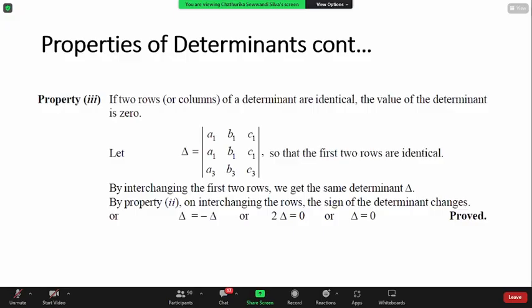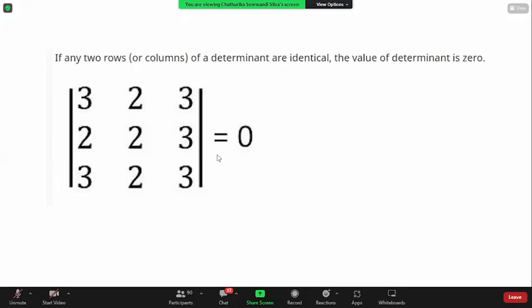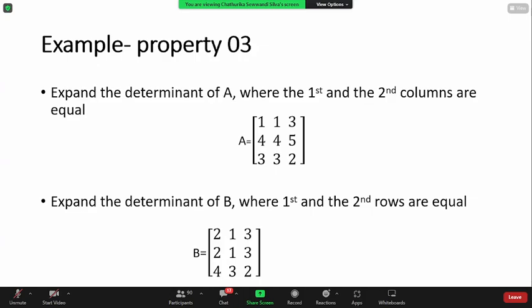So here you can see the first two rows are identical. So when you calculate the determinant, it will become 0. And here you can see the first row and the third row are identical. So then the determinant is going to be 0. You do not need to do a single calculation. Based on property 3, you can say that.